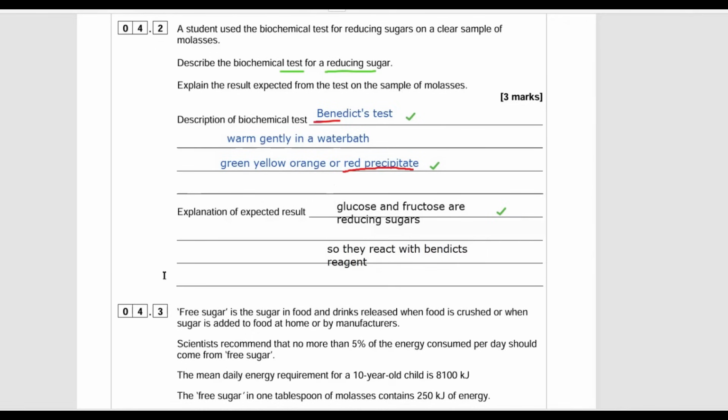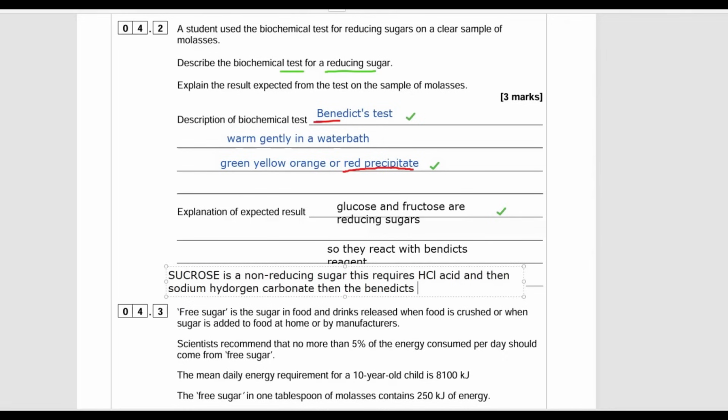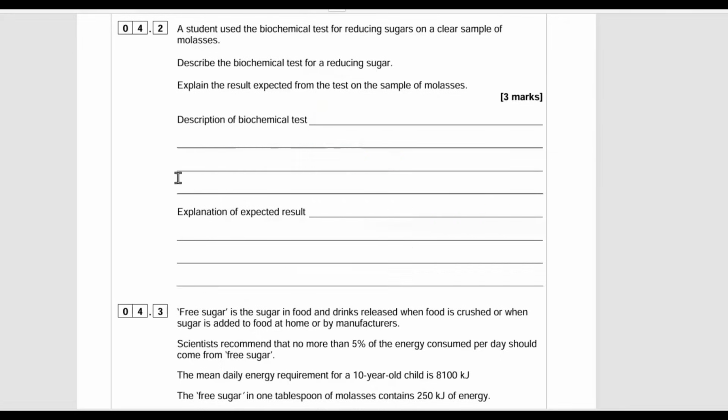Now, actually, just for your own knowledge, because you need to know this as well, sucrose is a non-reducing sugar. This requires hydrochloric acid and then sodium hydrogen carbonate, any sort of alkali or base to neutralize the acid first, then the Benedict's test. So the test for non-reducing sugars requires you to add acid first, then neutralize the acid, and then you can go ahead and do the Benedict's test once you've hydrolyzed the bonds with the acid and neutralized that acid. Okay, Coolio.